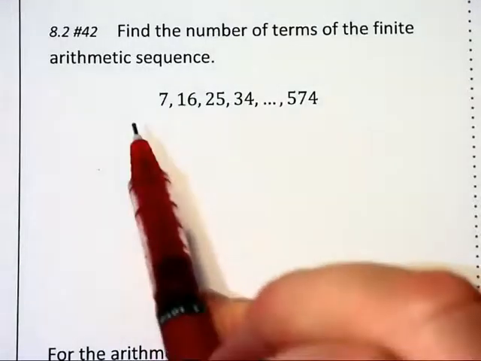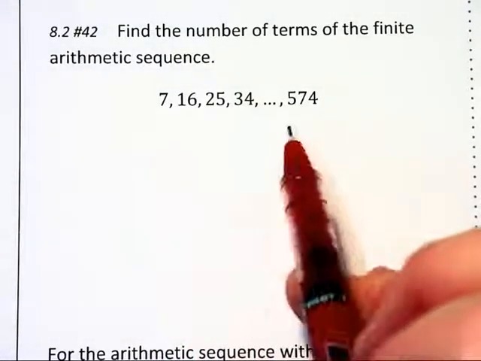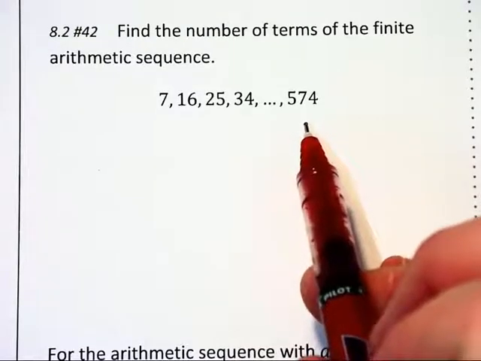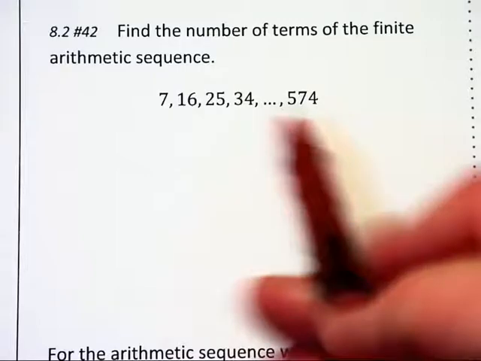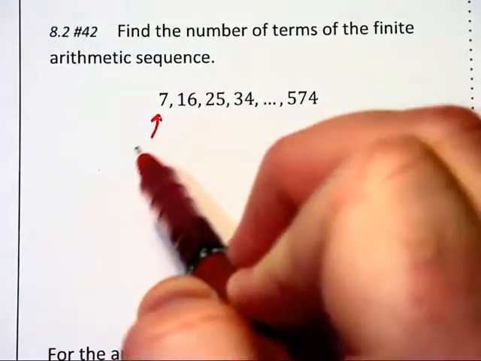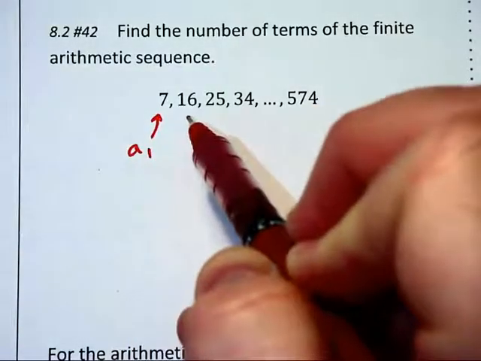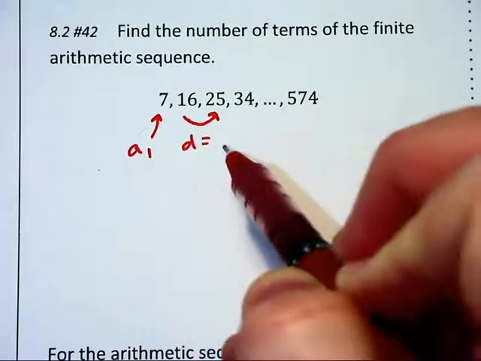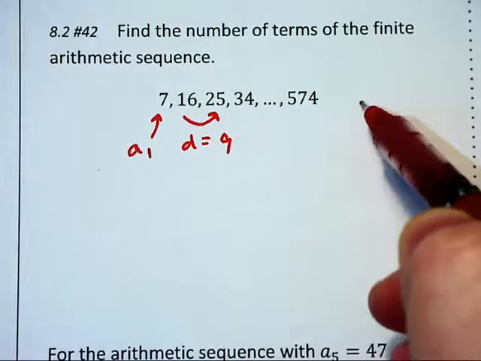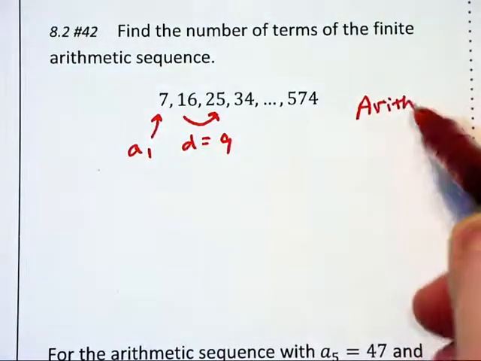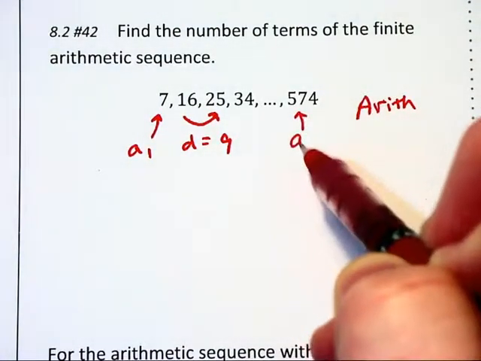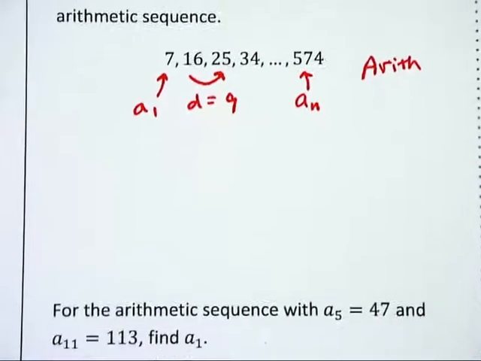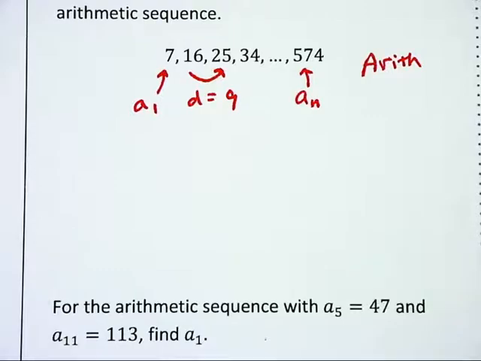This sequence, 7, 16, 25, 34, etc., ending in 574, we're being asked to find how many terms there are. We know that the first term is a1. We can determine by looking at this that the difference is equal to 9. We do know that this is arithmetic, and we do know that this is going to be the nth term, but we want to know what exactly n is. How many terms out have we gone to get to that 574?